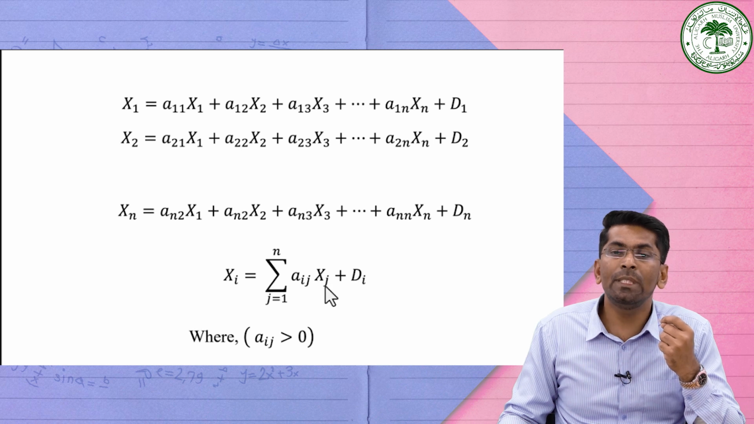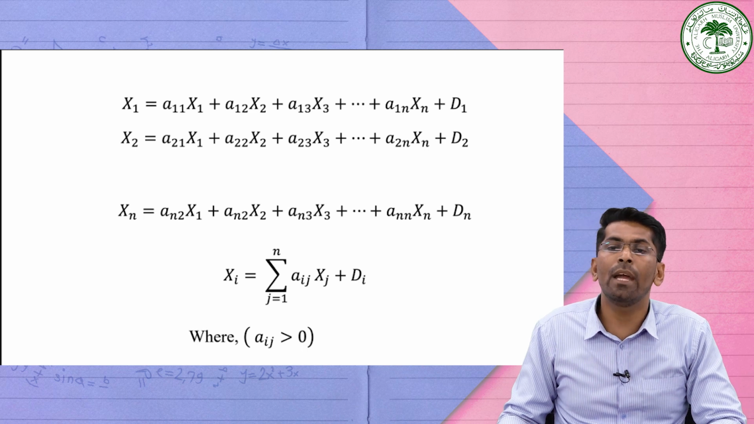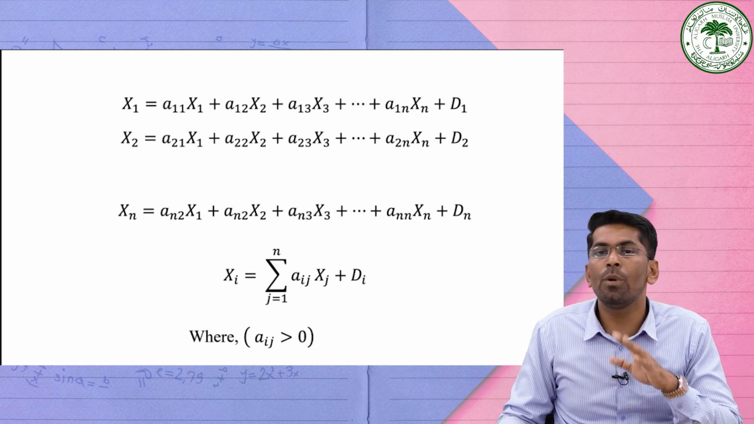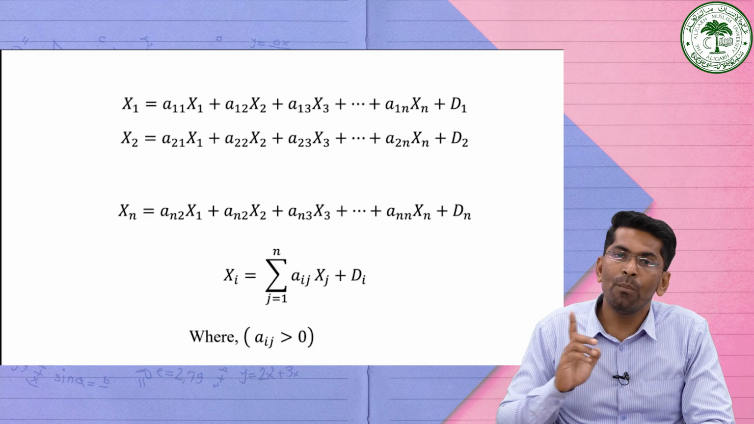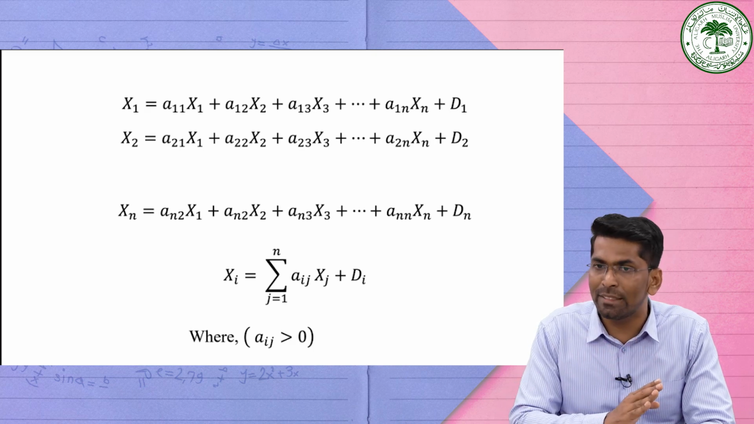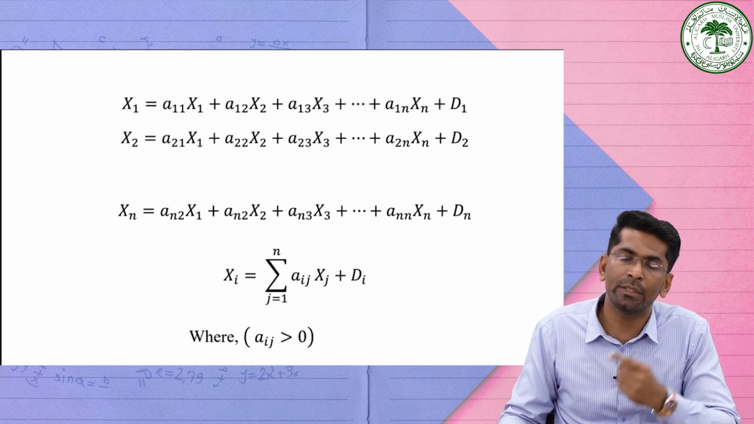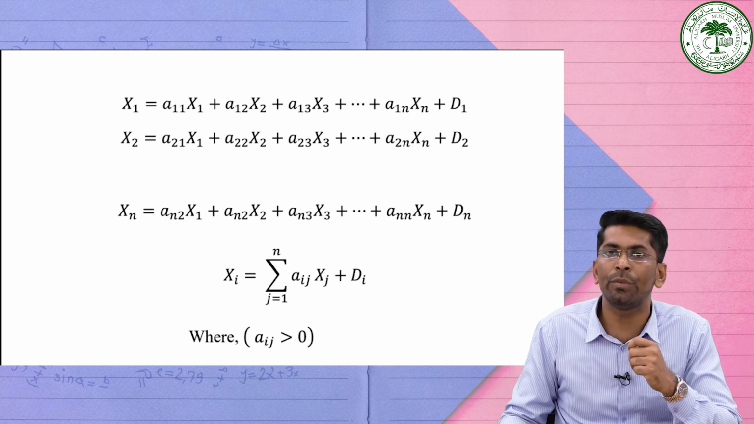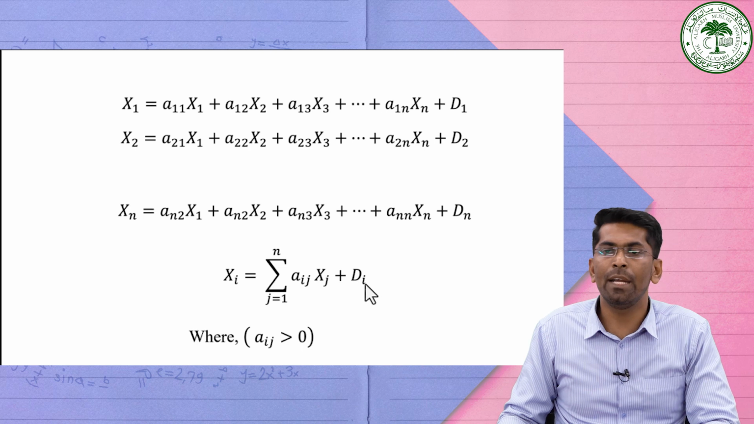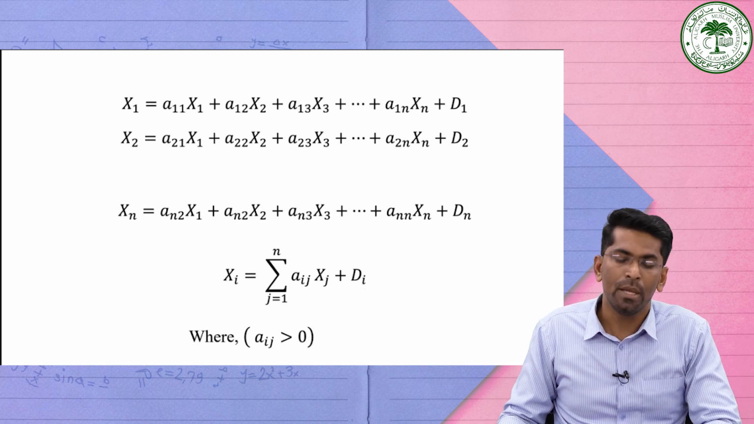Here xj represents the total output of the sector j, and the summation indicates we sum over all the sectors from j equal to 1 to n, and di represents the final demand for the sector i output. So the equation states that the total output of the sector i is equal to the sum of the output of each sector j, weighted by the corresponding technical coefficient aij, that is, how much proportion, plus the final demand for the sector i output.